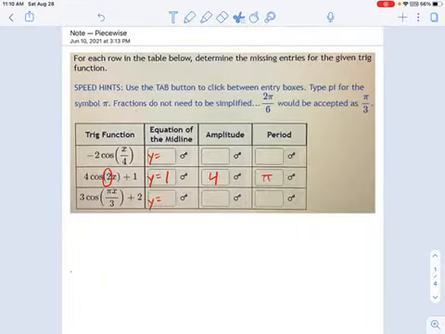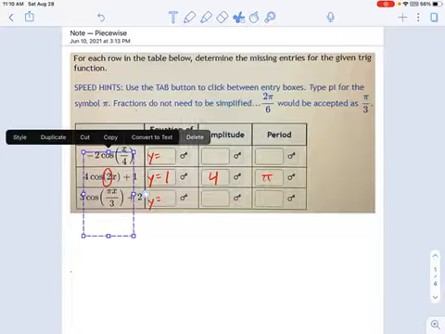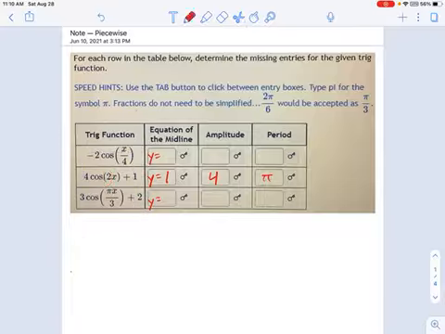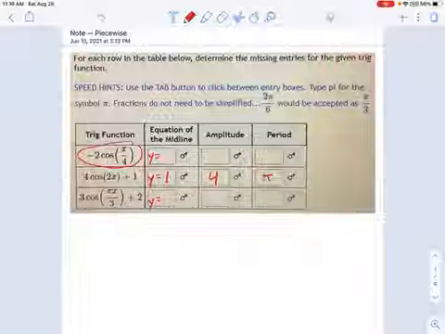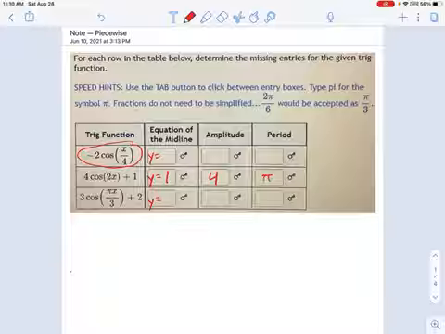Now in the next one, what do I want to do next? Let's pick on this guy: negative 2 cosine x over 4. Well, there's no plus anything at the end of it, so there's no midline shift. You would just say midline equals 0, or y equals 0, is the equation of the midline.